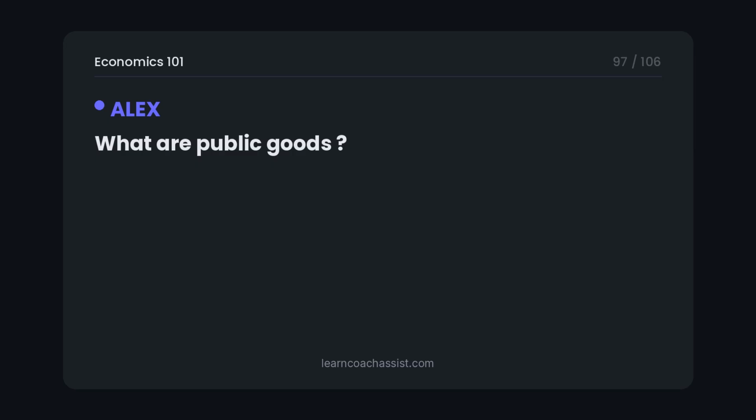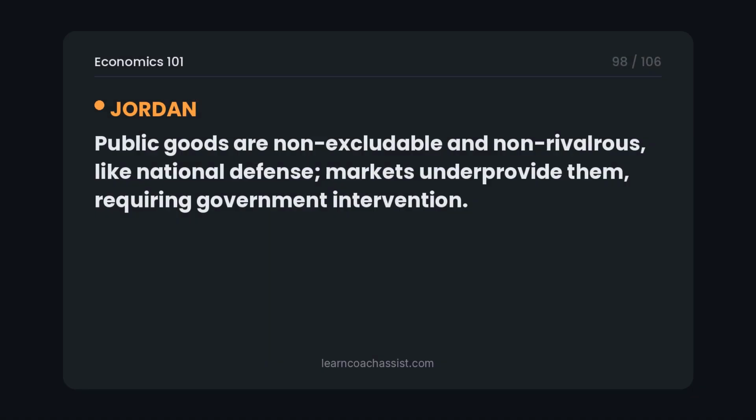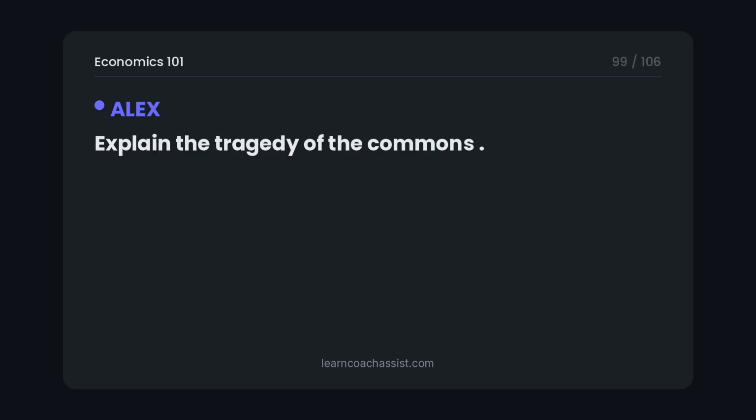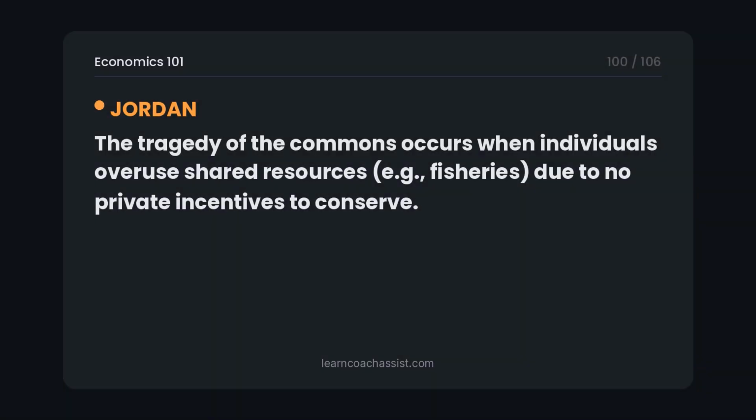What are public goods? Public goods are non-excludable and non-rivalrous, like national defense. Markets underprovide them, requiring government intervention. Explain the tragedy of the commons. The tragedy of the commons occurs when individuals overuse shared resources, e.g., fisheries, due to no private incentives to conserve.